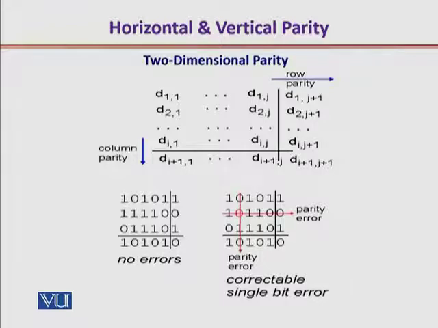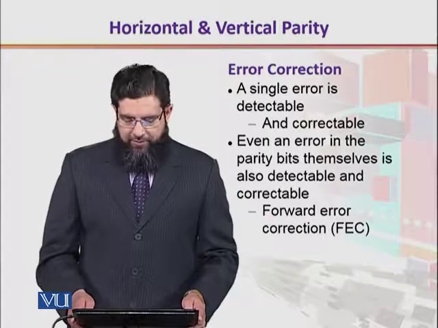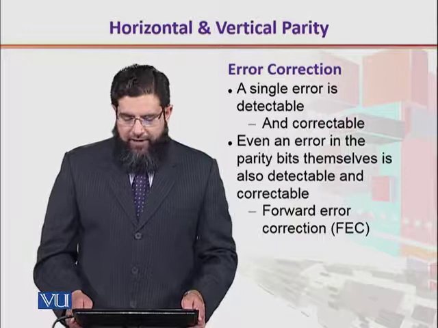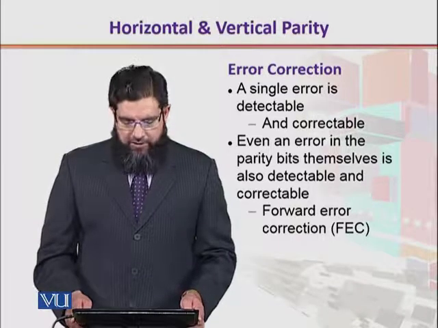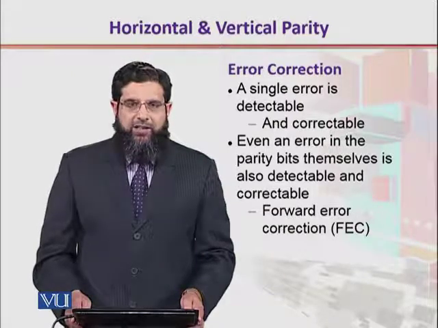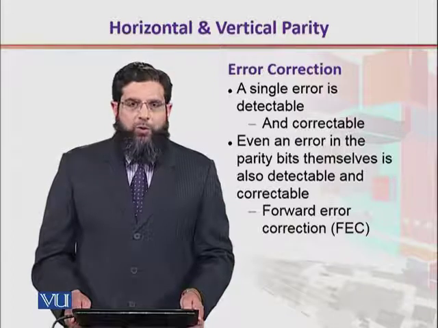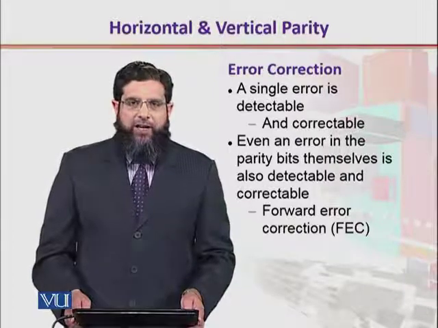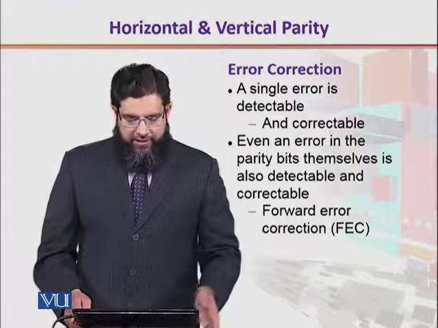That is why this particular row, second row, and second column are giving the parity error. Their intersection is referring to the bit which is in error, and we can even correct it. So the beauty of using a two-dimensional parity is it gives us single bit error correction capability. Even if an error occurs in the parity bits themselves, it can be detected as well as corrected. This is termed forward error correction, and it is one of the most widely used mechanisms deployed in storage media and over satellite links.